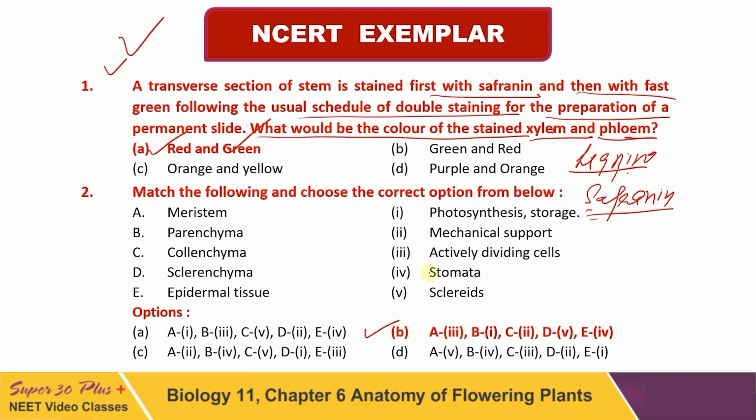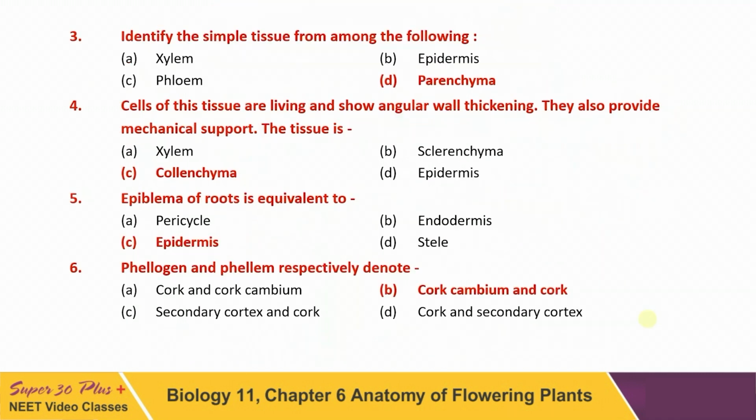For A, the right answer is the third, dividing cell. For B, it will be photosynthesis, like this. Can you compare on your own? Okay, come to the next now. Identify the simple tissue from among the following. Xylem is a complex tissue. Phloem is also complex. Epidermis is the epidermal tissue system. The simple tissue is parenchyma.